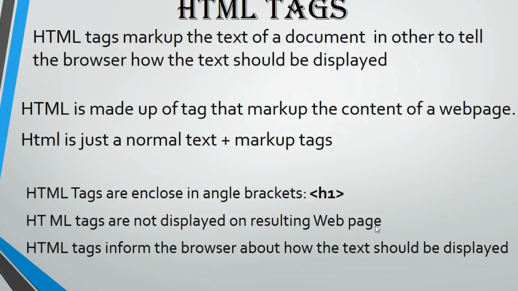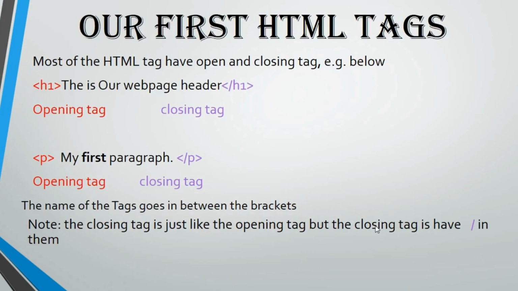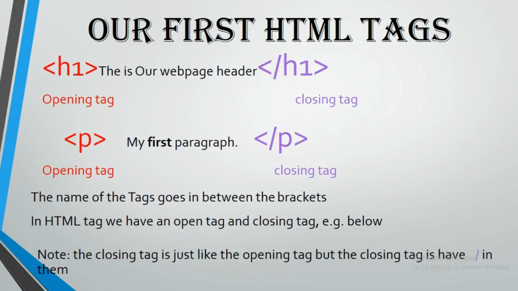HTML tags are enclosed in angle brackets. Let's see an example here. That's the H1 tag. HTML tags are not displayed on the resulting web page. They are just the skeletal parts of it that tell the browser how the text should be displayed. So let's see our first HTML tags. These are our H1 tag and our paragraph tag.